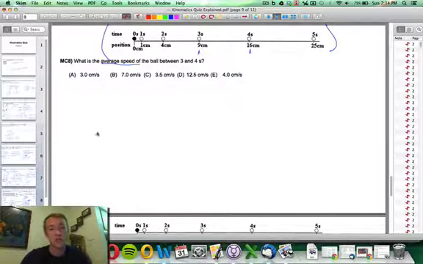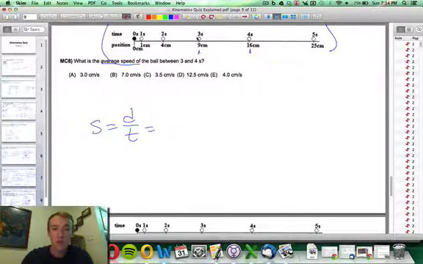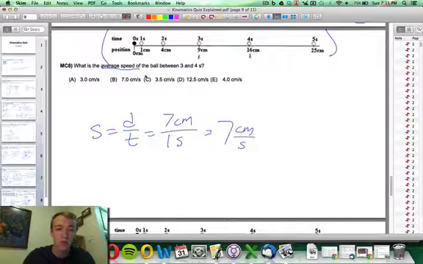Alright, so we do have an equation here for average speed. Speed is distance over time. How far are we traveling? We're looking at 3 to 4 seconds. We travel from 9 centimeters to 16 centimeters. So that is 7 centimeters that we're traveling. And how long is the time that we're traveling here? From 3 to 4 seconds, that's just 1 second. So you're going to have 7 centimeters per second. So we're looking at B, 7 centimeters per second.